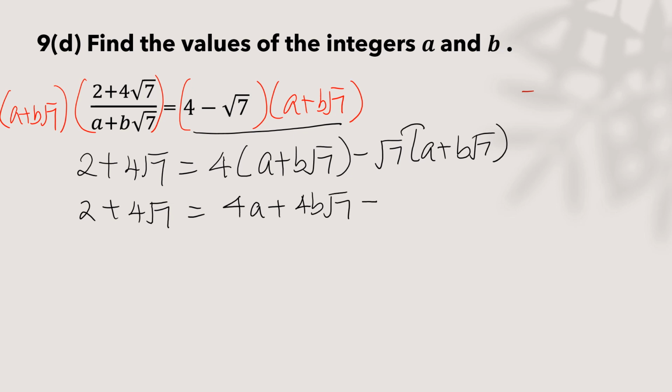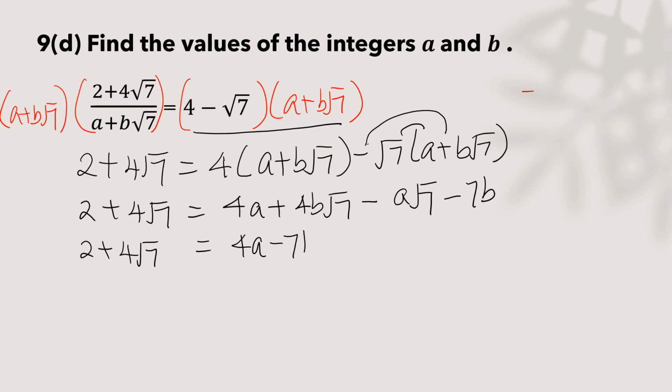Alright, so square root 7 times a will be a square root 7. Okay, there's a catch here, so be careful. That will give you negative. So square root 7 times b times another square root 7. That will give you square root 7 times square root 7 will be 7. So 7 times b will be 7b. Right, let's simplify further. I'm going to put all the rational numbers together, which is 4a minus 7b. And then put the surds together.